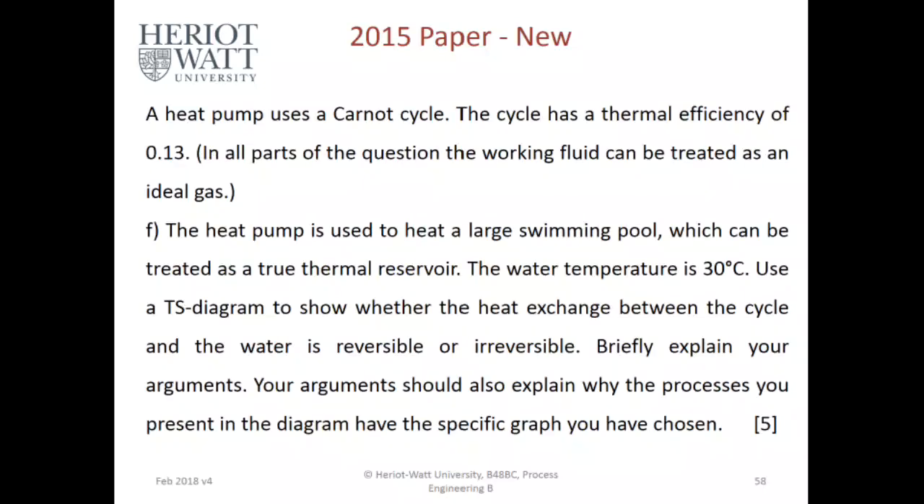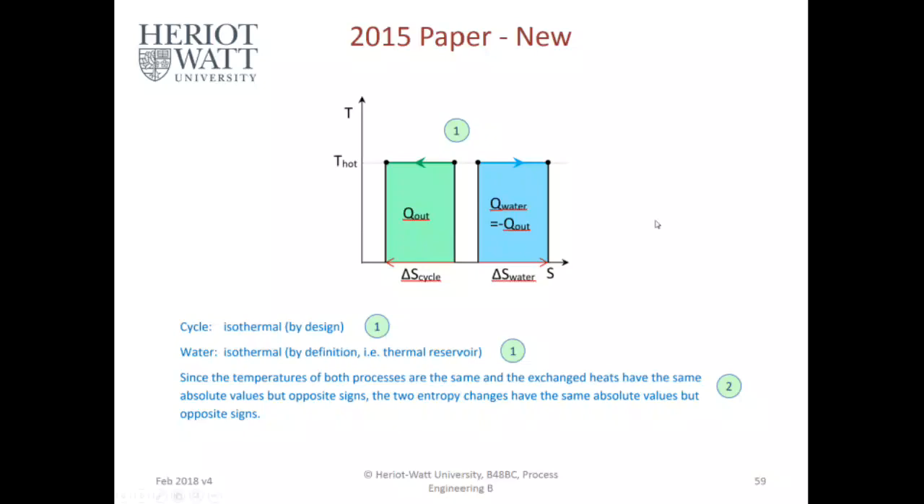The heat pump is used to heat a large swimming pool, which can be treated as a true thermal reservoir. Usually heat pumps are used for swimming pools because they're most efficient and it's the cheapest in the middle of a city. The water temperature is 30 degrees. Use a TS diagram to show whether the heat exchange between the cycle and the water is reversible or irreversible. Briefly explain your arguments. Your argument should also explain why the process you present in the diagram has the specific graph you have chosen.